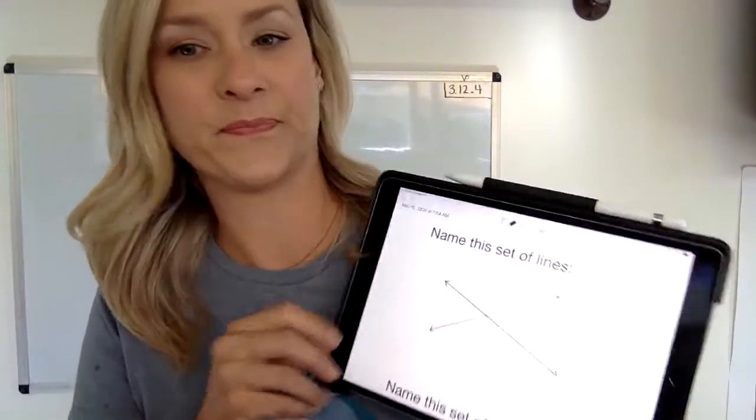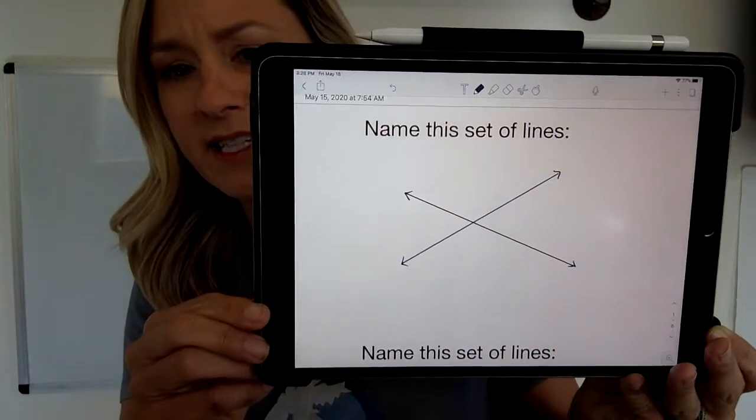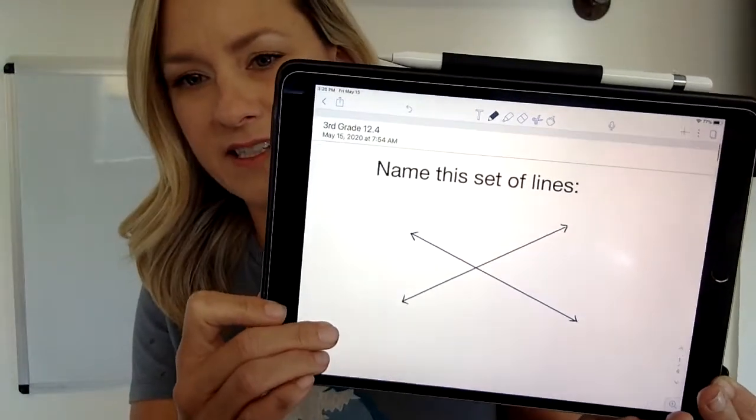We are going to do some geometry today. I heard that you guys have just started this unit. So I have some questions for you on my iPad, and I'm hoping that you will be able to answer them for me. Okay, so the first one is this. Name this set of lines.